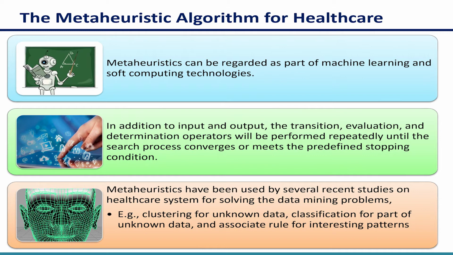And metaheuristics have been used by several recent studies on the healthcare system for solving data mining problems, for example clustering of unknown data, classification of unknown data, and association rules for interesting patterns. So these are the ways the healthcare system uses metaheuristic algorithms in its field.